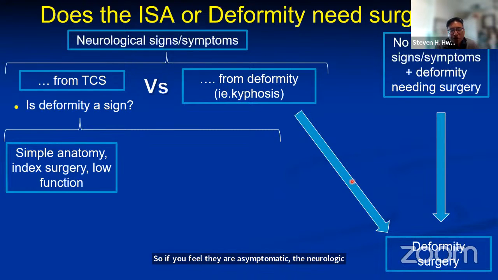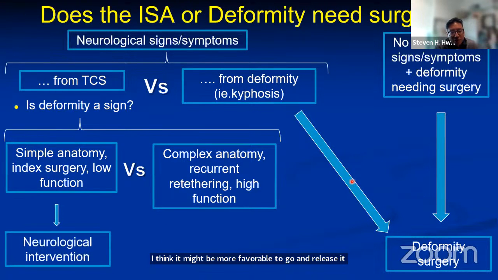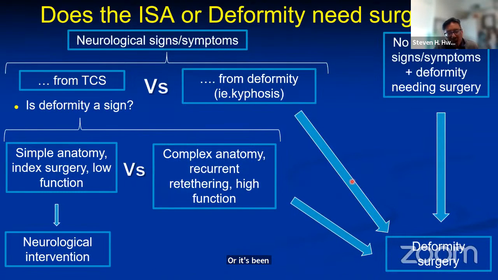And then, if you feel they are symptomatic from a neurologic cause, generally if it's simple, if it's an index surgery the first time, or they have minimal function, or they're not likely to be made worse, I think it might be more favorable to go and release it, or detether them, and just do the detethering. But if it's more complex anatomy, like the earlier kid we saw, they're high functioning, so you have more to lose, or it's been 2, 3, 4 times, then I'll lean towards the shortening osteotomy, maybe not quite deformity surgery, but taking a VCSO and shortening them a little bit. And currently that's how I approach it and where I'm at with things.